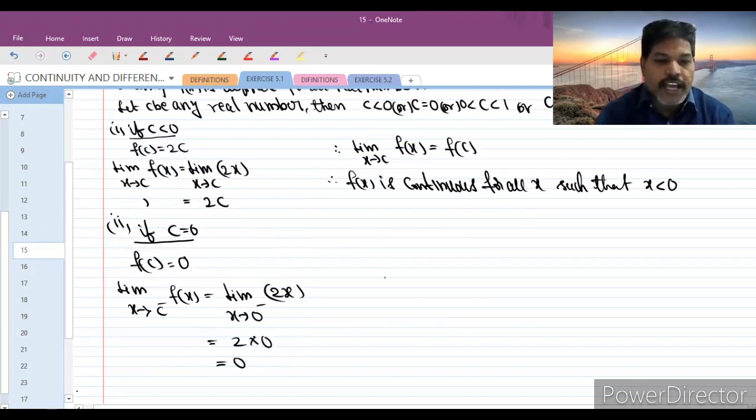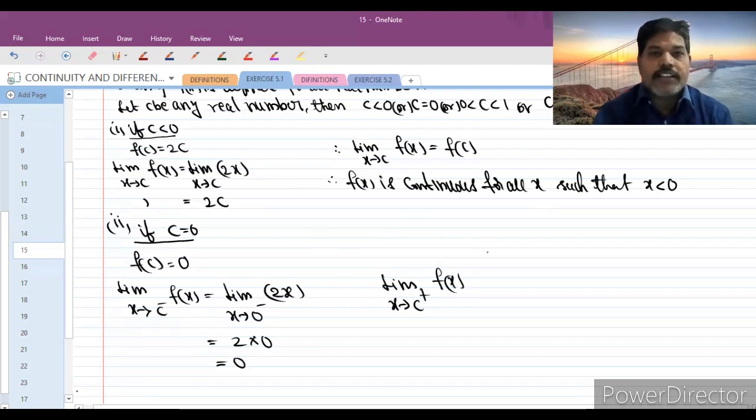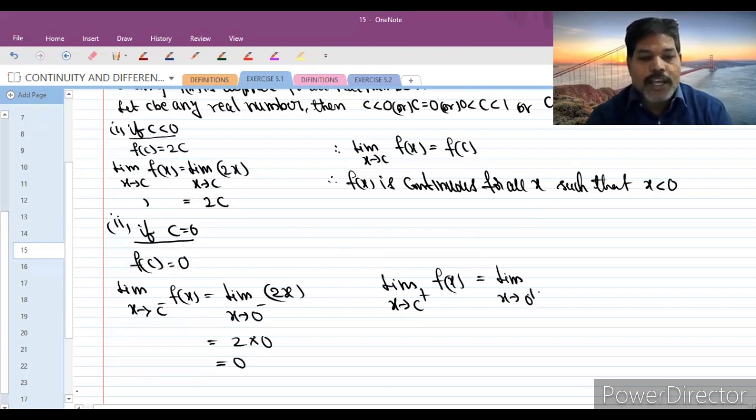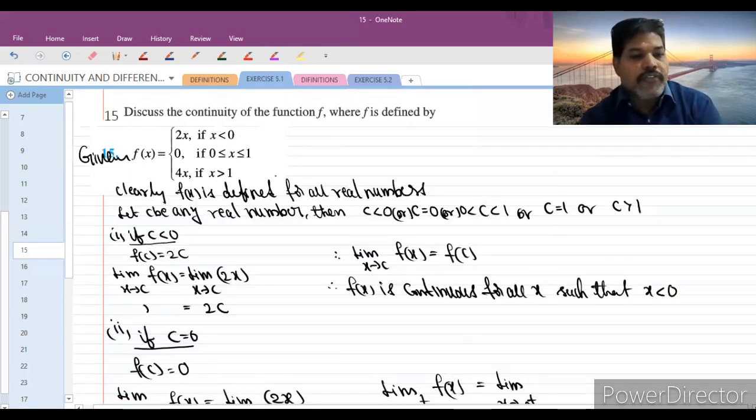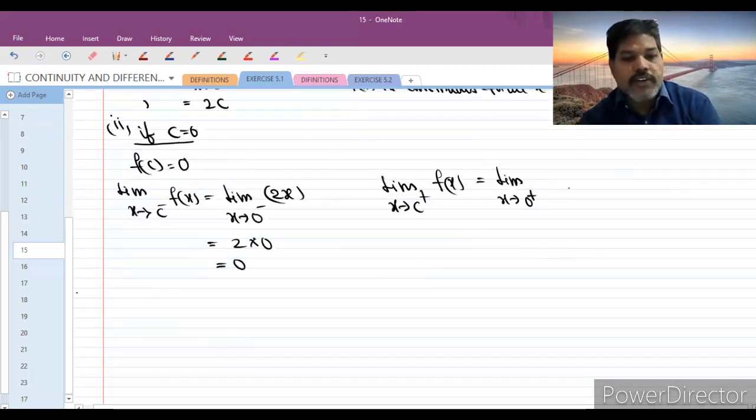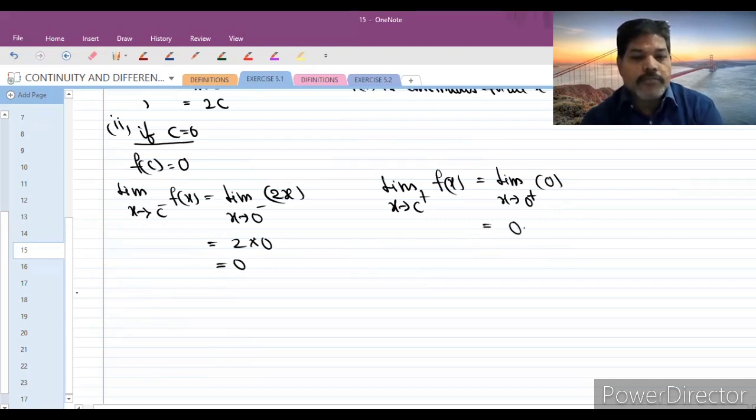Similarly, you can calculate the limit as x extends to 0 plus, which is nothing but C plus, that is the right hand limit. It is the limit as x extends to 0 plus of f of x. If x is greater than 0, f of x is 0. So automatically this value will become 0 only.